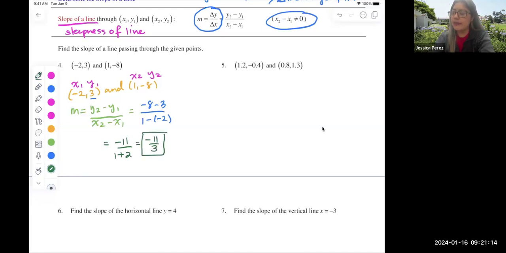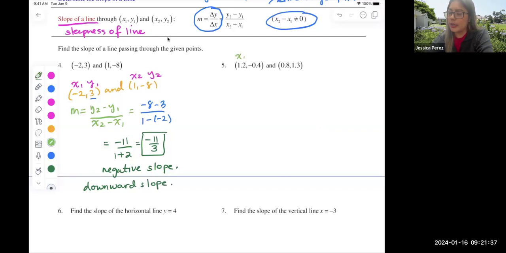This means I have a negative slope. That means my line is actually going downward. I have a downward slope. So the slope of this line is -11 over 3. Similarly, I'm going to go on to the next one.